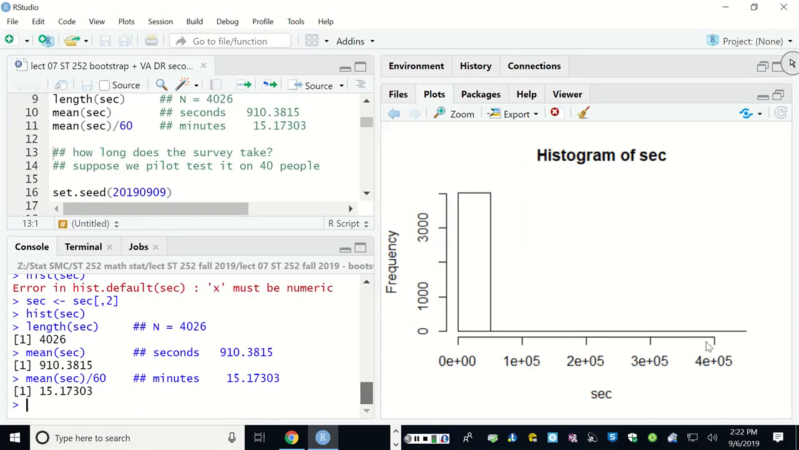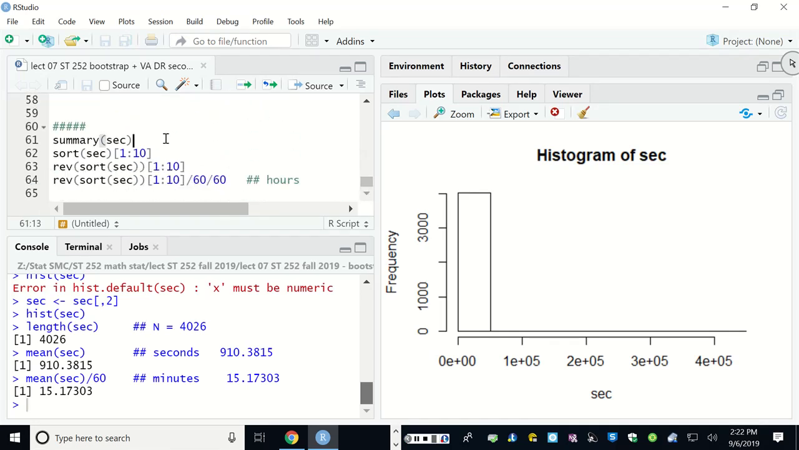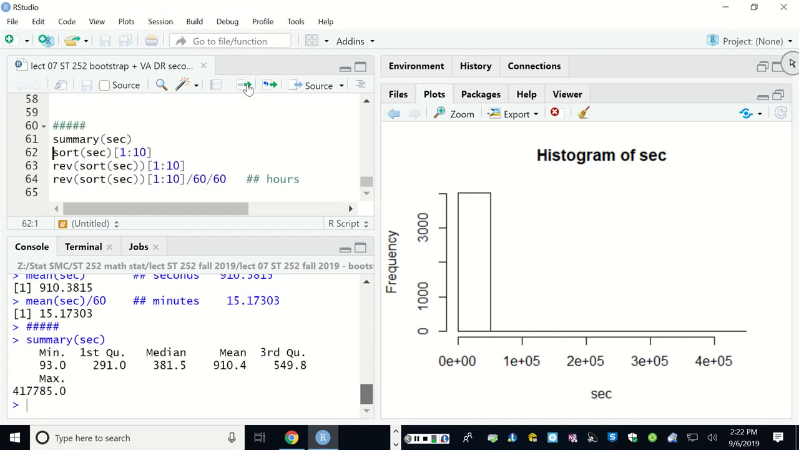There's something going on, right, for the histogram to show this. There's some incredibly large values. So these are real data. This is really what happened, and they're just getting the computer to automatically record these things, right? And so if you do a summary of that, the smallest is 93 seconds. So somebody claims to whip through the survey in 1.5 minutes, right? And maybe they answered the questions, maybe they just, but anyway, they got enough of it answered.